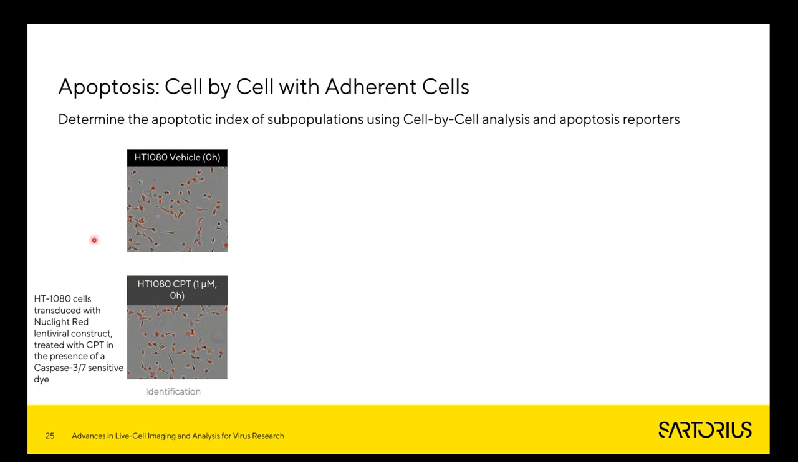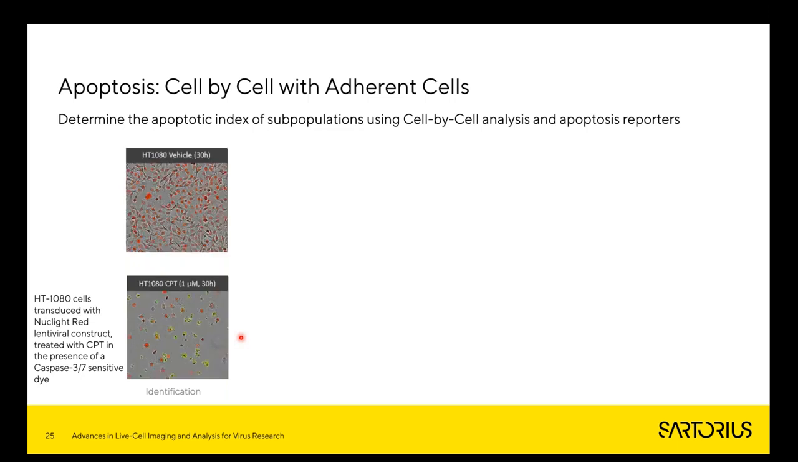In this example, we've got some HT1080 cells, which are adherent cells, that were transduced with a Nuclight Red lentiviral construct to express RFP in the nucleus. Then the cells were treated with a compound, camptothecin, in the presence of a caspase 3/7 sensitive dye in the green channel to measure apoptosis. After 30 hours, we can see a clear difference between these two conditions. There's a drop in the red signal and an increase in the green signal.